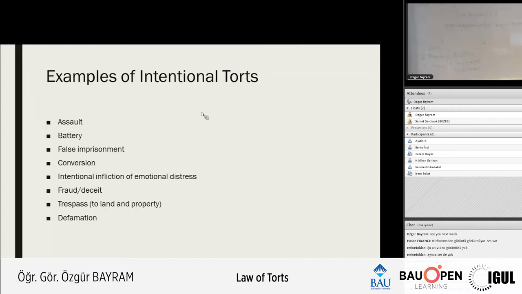Aggravated battery is when you cut someone, or you actually physically hurt someone that's very aggravated, yeah, and very dangerous. We'll talk about it later. We'll come back to this.